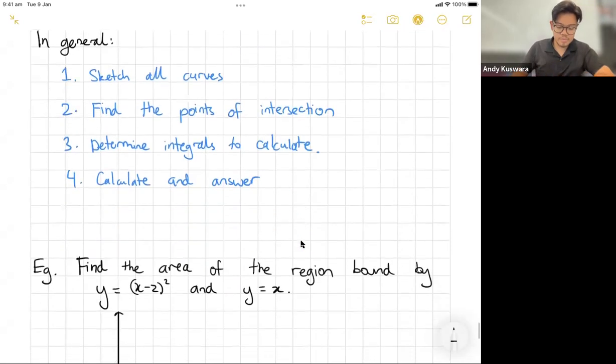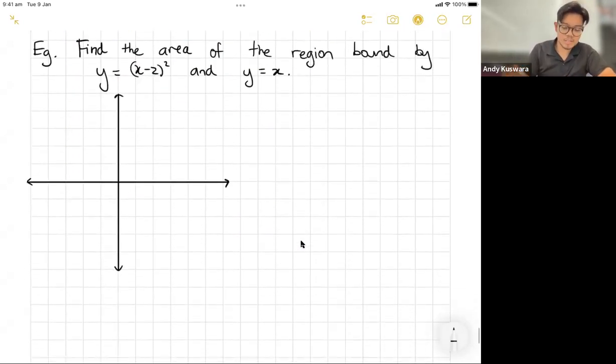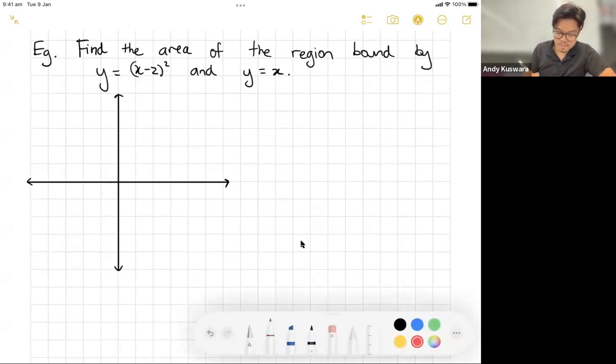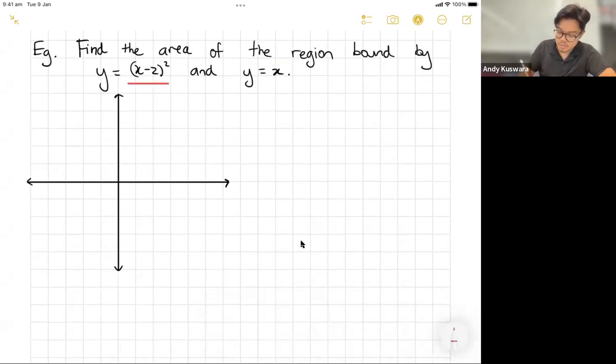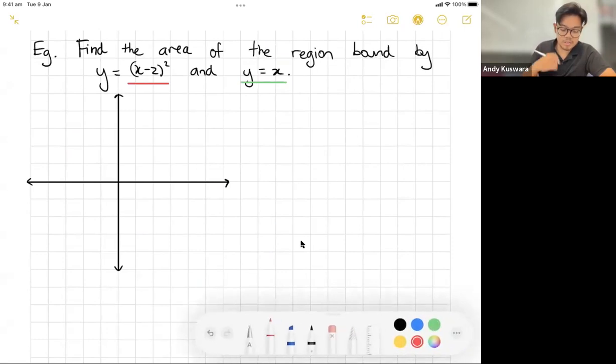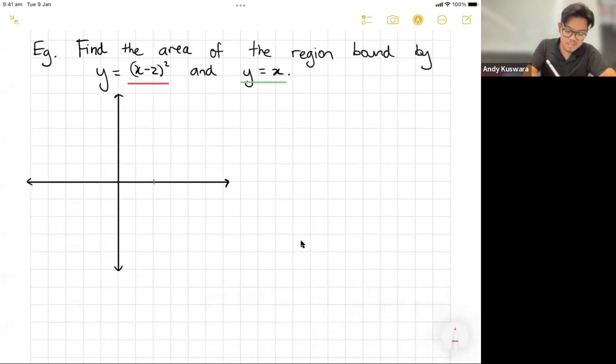Cool. So if we just move on, let's take a look at this one here. We want to find the area of the region bound by y equals (x minus 2) squared and y equals x. So let's use two different colors here so we can differentiate which one's which. Now, it's not going to be a lesson on sketching, so if you need to go back and figure out why I did what I did, you're going to want to do that. But again, y equals (x minus 2) squared is just going to be your parabola shifted over 2 units towards the right.